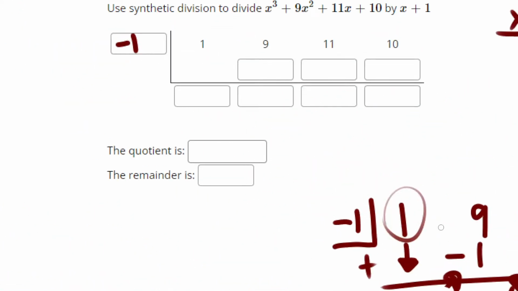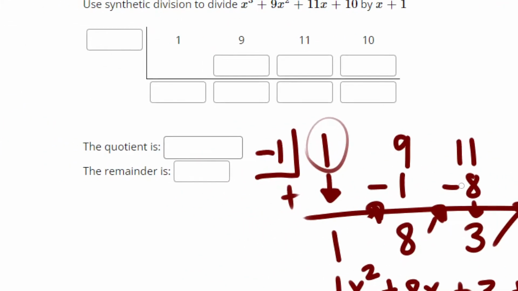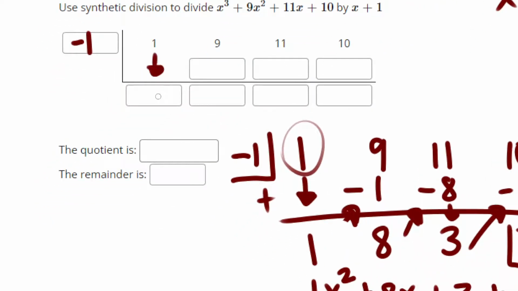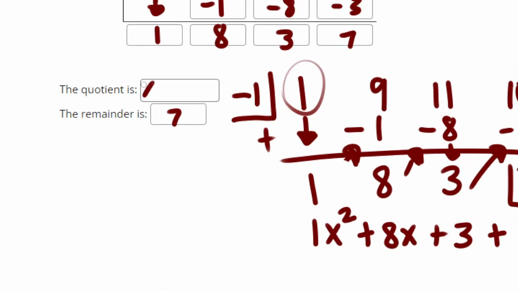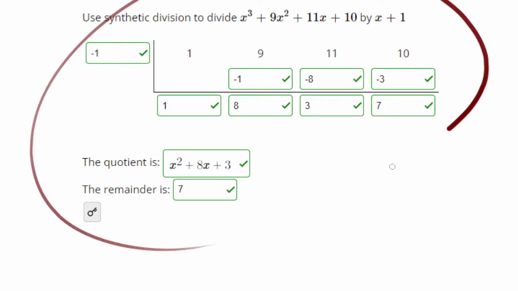Now, the way that Lumen wants you to set this up is this will be negative 1, and we drop this 1 down, and this is a 1, and then this will be negative 1. That'll be 8. You're just basically filling in the boxes. Negative 8, positive 3, negative 3, positive 7. The remainder is 7. And the quotient is going to be this x squared plus 8x plus 3. And I don't believe it wants that plus 7 divided by x plus 1. It's kind of wonky. Yeah, so this is the answer for that problem.